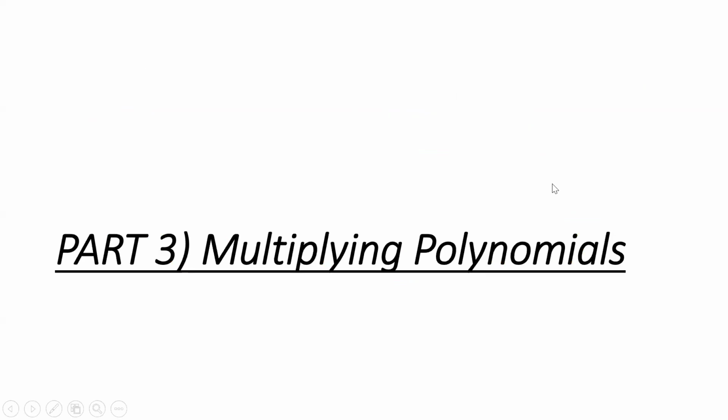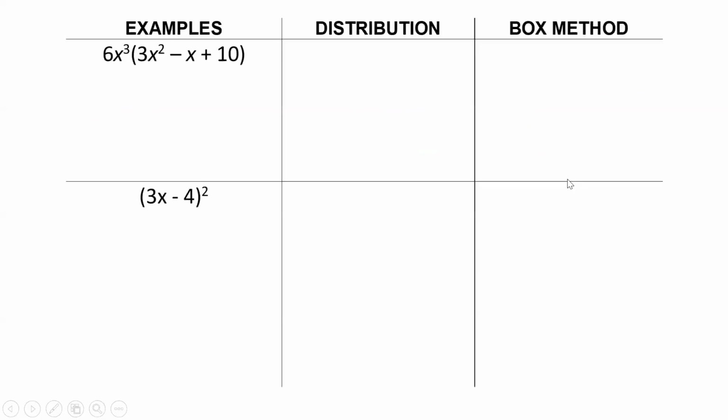All right, part 3, multiplying polynomials. Okay, so this is where it gets a little more involved. For multiplying, there are 2 ways of doing it. You have your traditional distribution and you have the box method. Whichever way is your preference is 100% up to you. I'm going to model both and then you'll go from there.